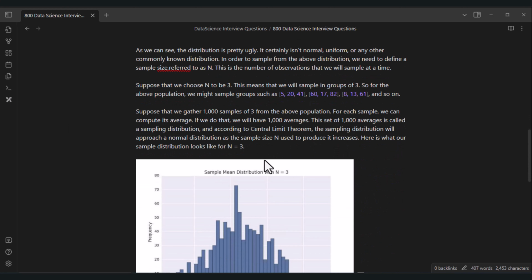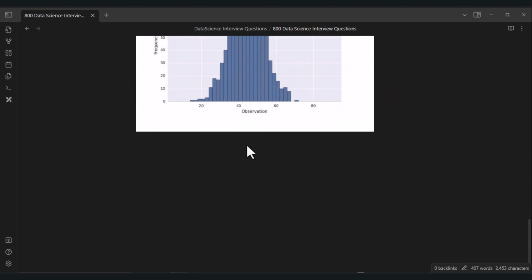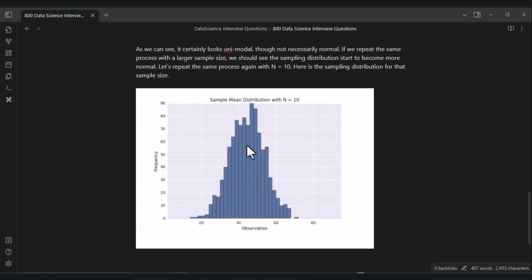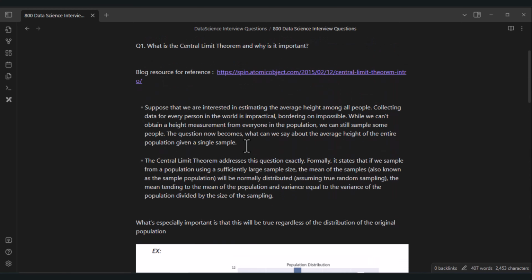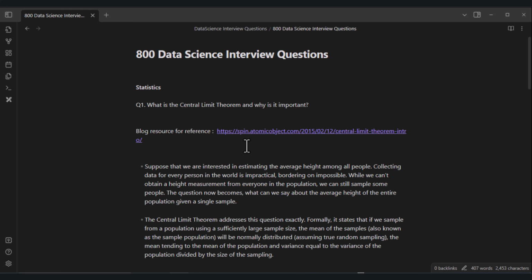This is what we understood from that blog article, and I have curated this particular thing, folks. I hope you got an idea of what the central limit theorem is and why it is important.